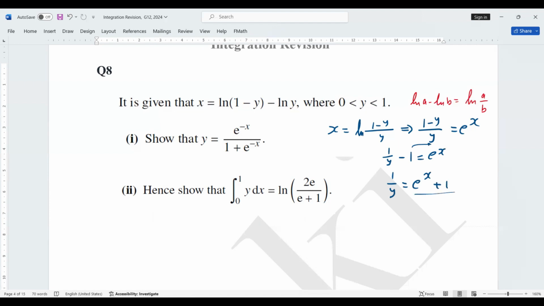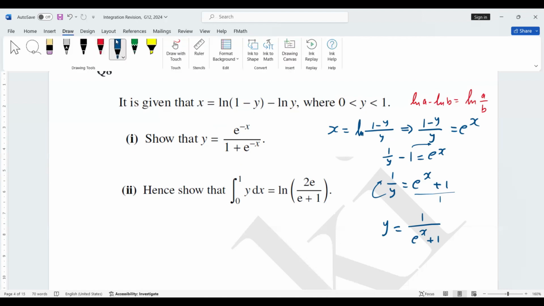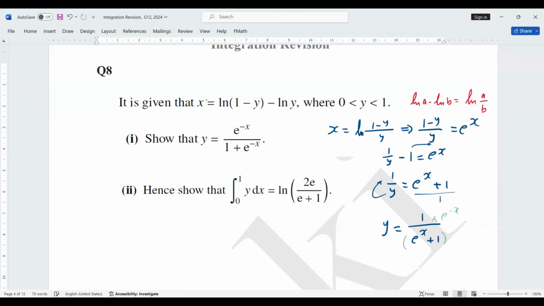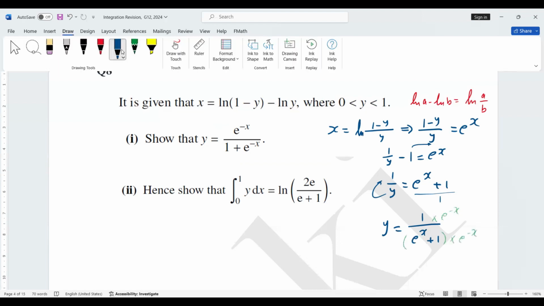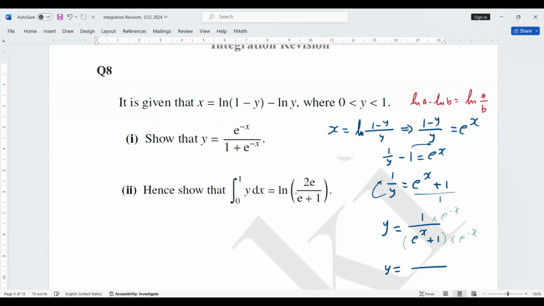This over 1. So when we flip this, so 1 over y, if we flip it, it will be y over 1 equals 1 over e power x plus 1. But we need e power negative x. No problem. We multiply up and down by e power negative x. Also here, multiply by e power negative x. Simplify more. Y equals 1 times e power negative x, e power negative x. Distribute e power negative x times e power x equals e power 0, which is 1. 1 times e power negative x, e power negative x.